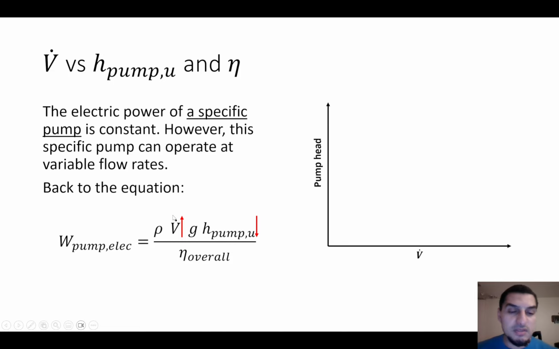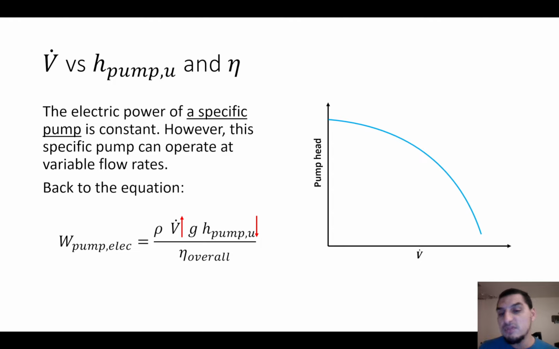And if we have it in the form of a graph like this, where pump head is on the y-axis and the volumetric flow rate is on the x-axis, the relation will look like this: it will decline as the volumetric flow rate increases, the pump head will decrease. This is the general shape of the pump curve, and this is very characteristic to pumps. It's called the pump curve.